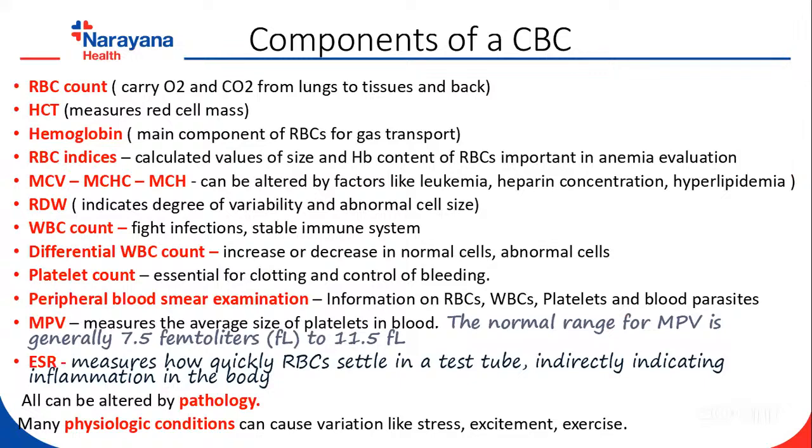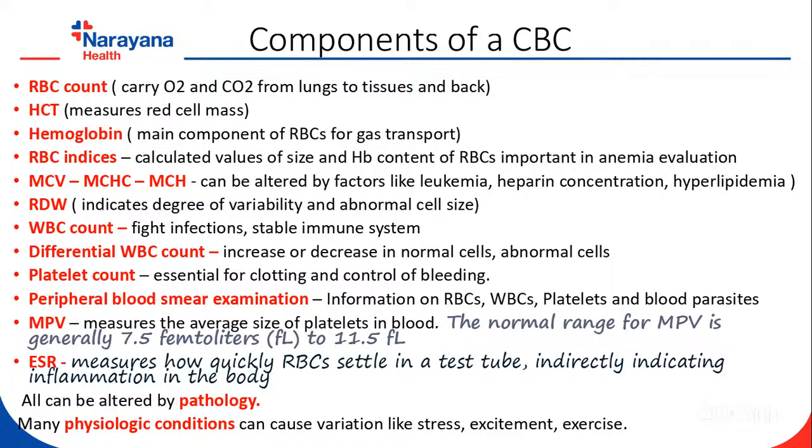The RBC indices, red blood cell indices, are very important because the calculated values depend on the size of the red blood cells and the hemoglobin content of the RBCs. And these indices are very important for evaluation of the various anemias. They, of course, can be altered by different factors like leukemia, heparin concentration, etc.